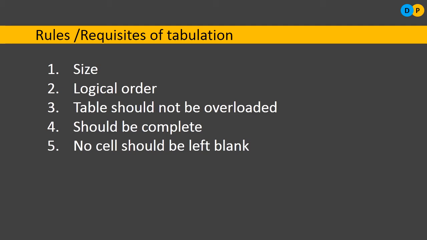by putting either a dash mark or else by putting NA, that is, not available. No such thing should be present in a particular table. If such a thing is present in a table, then you cannot make analysis. So that's why no cells should be left blank.